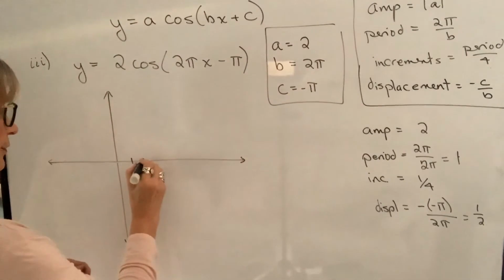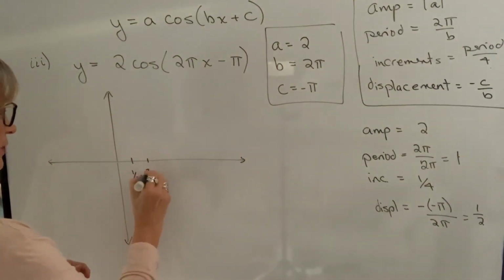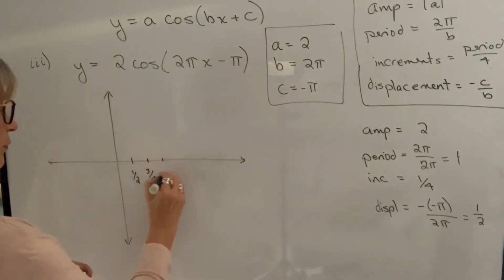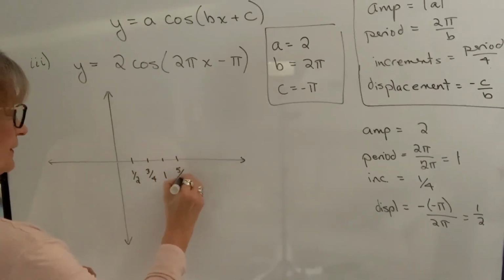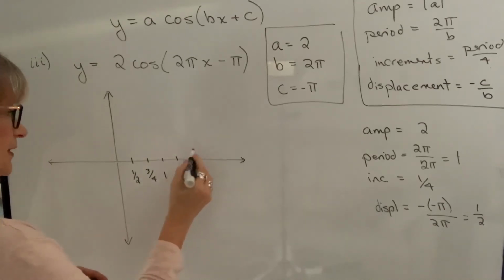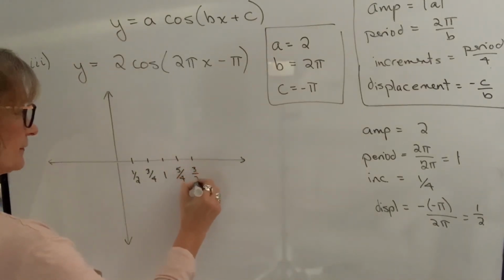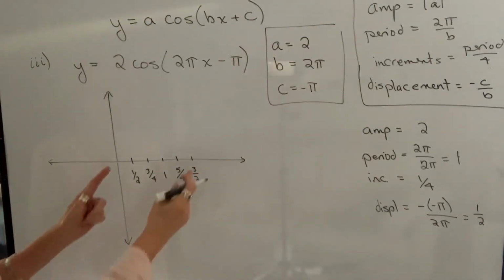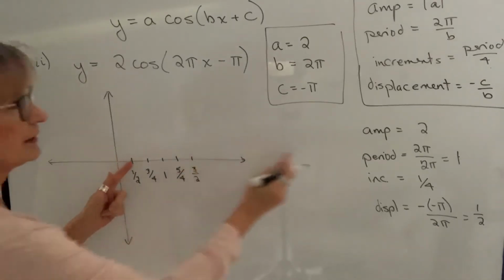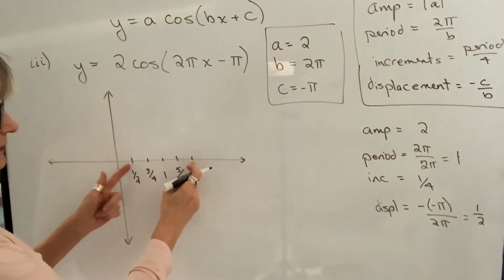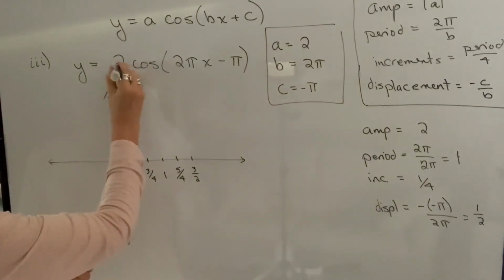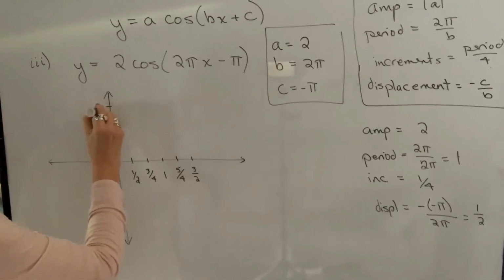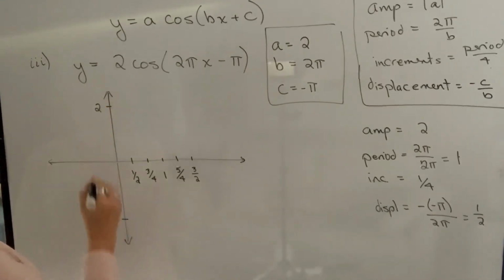So I add 1/4, so 1/2 plus 1/4 will be 3/4. I add 1/4 again, I get 1. I add 1/4 again and I'll get 5/4. And I add 1/4 again, which will be 6/4 or 3/2. Does this give me a distance equal to 1? Yes, it does. And increments of 1/2. My a is 2, so my maximum y value is positive 2, my minimum is negative 2.